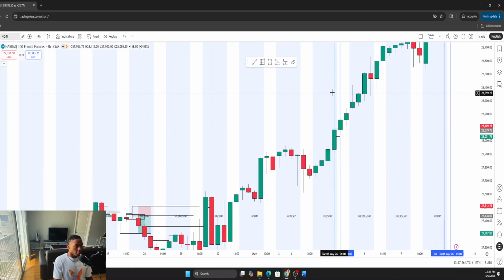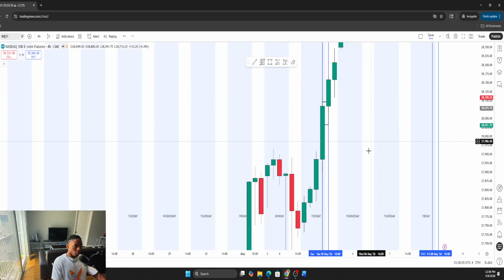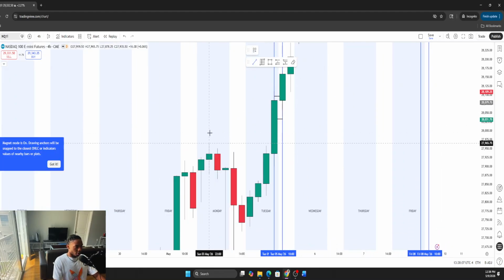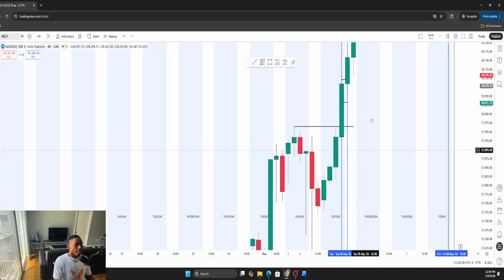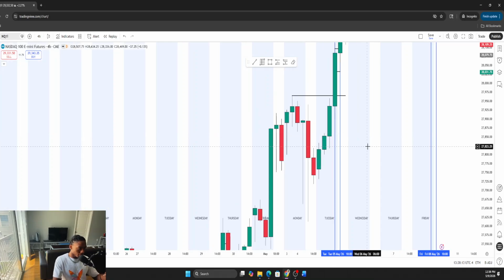So I'm on a 4 hour, right? Let's imagine everything to the right of this does not exist. Okay, so all we see right now is price pushing higher. We can draw some key things, right? We can see a liquidity point right here. We can see liquidity right there because it rests at all these highs and lows.